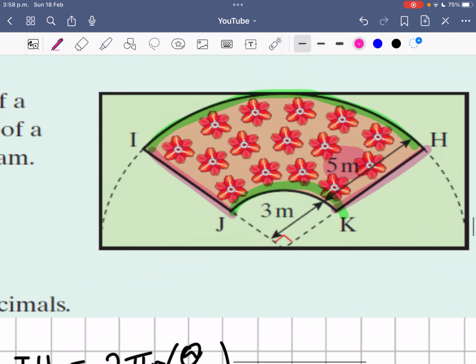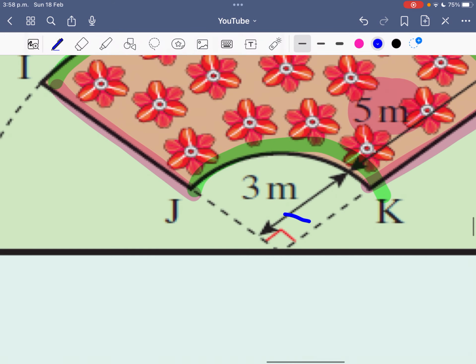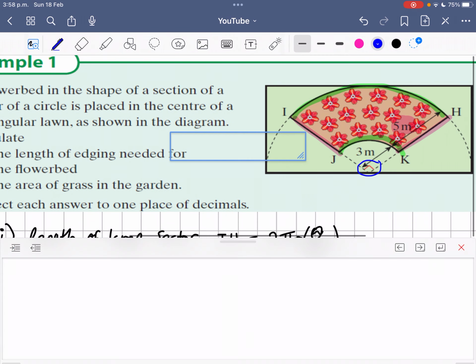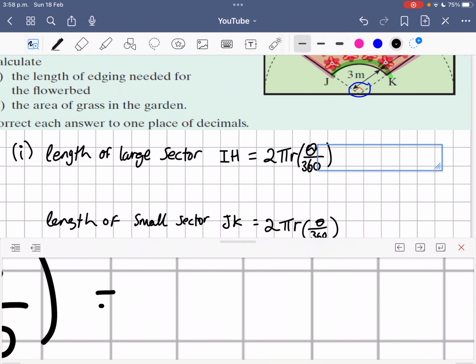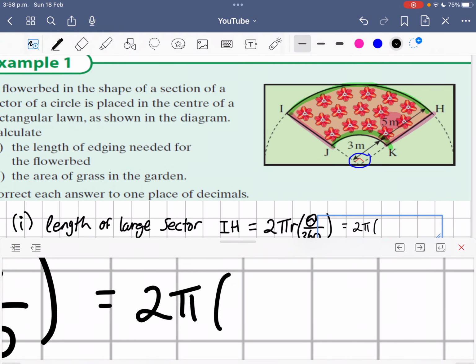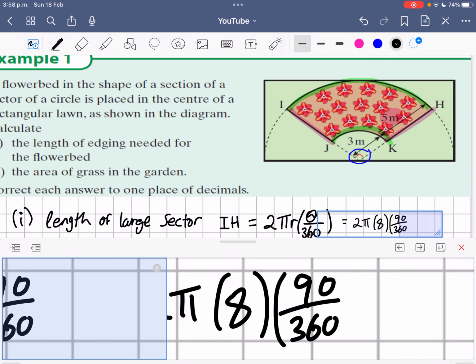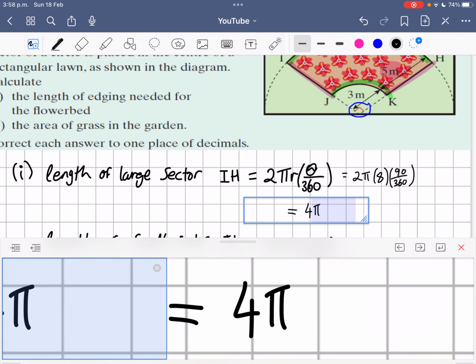Do we know the angle here? Well, we do. If we zoom into that, we can see there's a little box drawn in there, so our angle is 90 degrees. So we have 2 pi times the radius of this large sector, 5 plus 3, which is 8. The radius is 8, and then theta is 90 over 360, and we'll put that into the calculator and you find that it is equal to 4 pi meters.